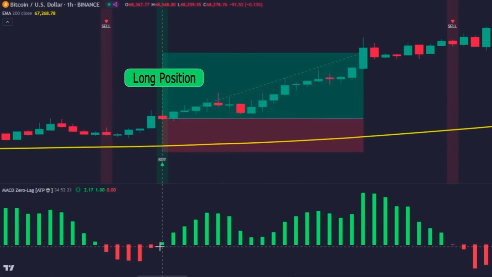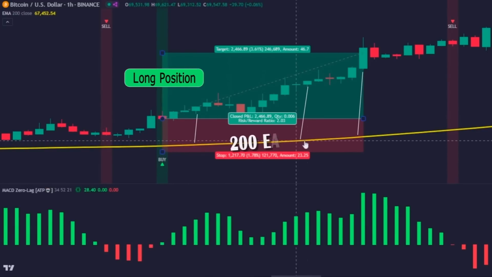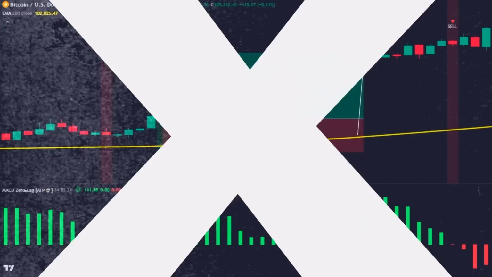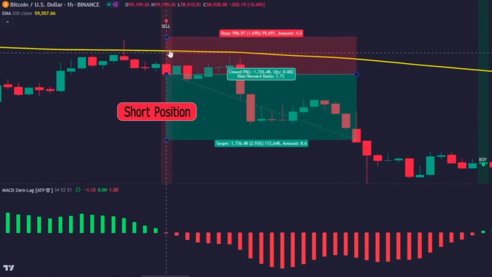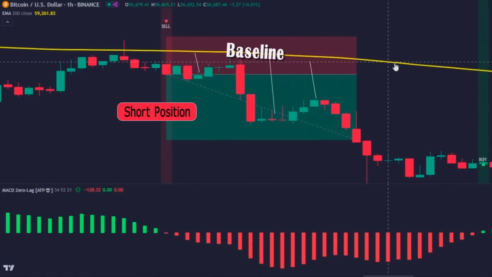Here you have an example of a long position where the price is above the 200 EMA, and here you have a short trade example where the price is below the baseline.